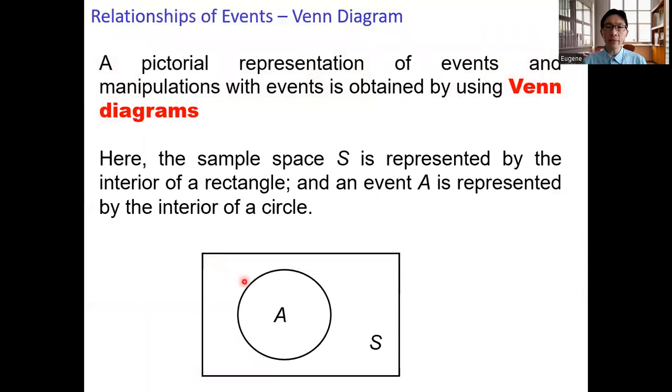And any event, say event A, is represented by the interior of a circle. Since any event must be a subset of a sample space, the circle representing an event should be entirely within the rectangle.